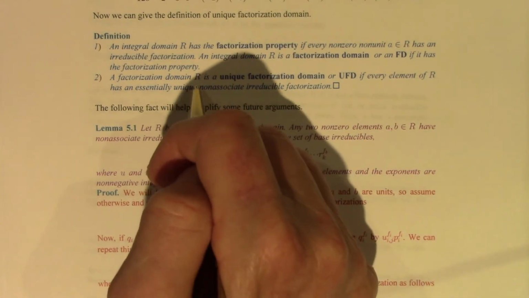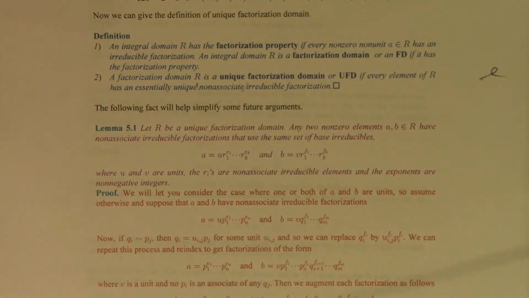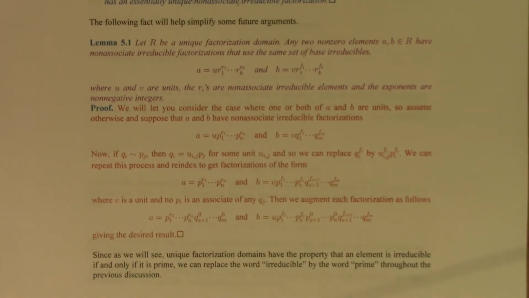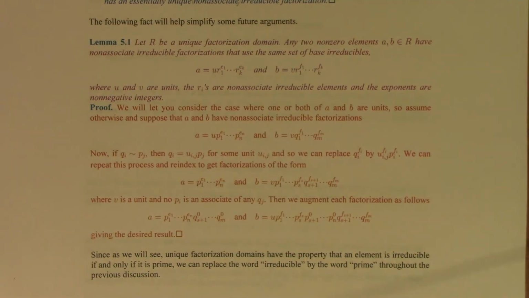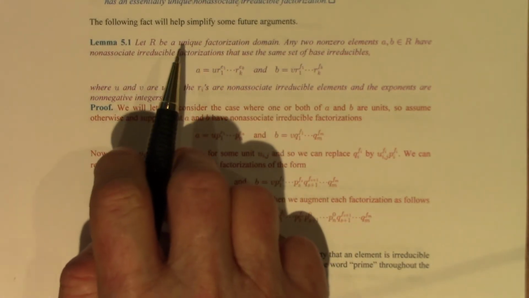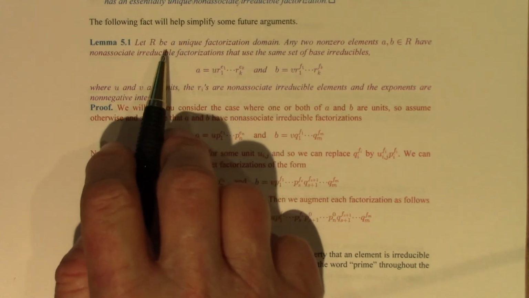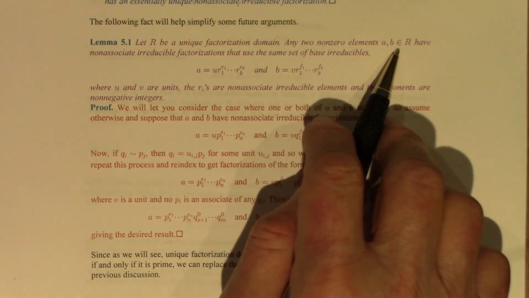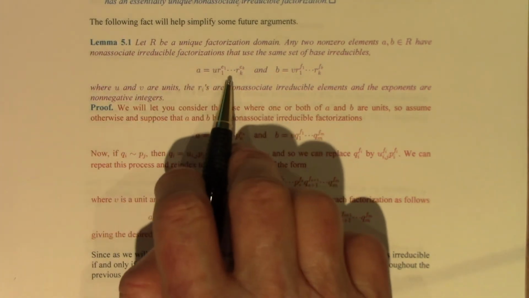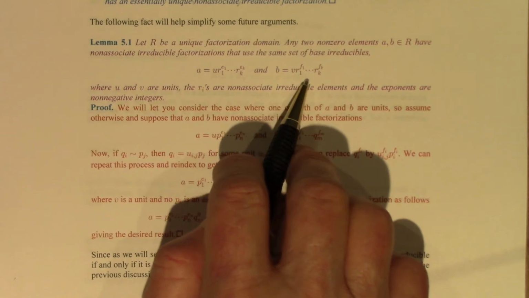Okay. The following fact is going to prove useful, and it's essentially the reason why I'm allowing 0 exponents in the concept of a non-associate irreducible factorization. So let R be a UFD. Any two non-zero elements have non-associate irreducible factorizations that use the same set of base irreducibles.